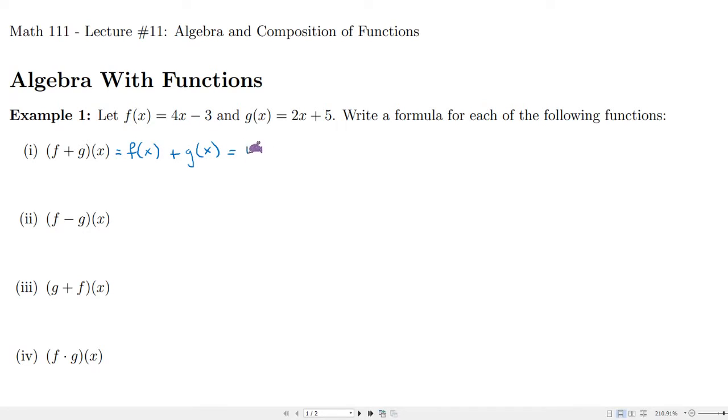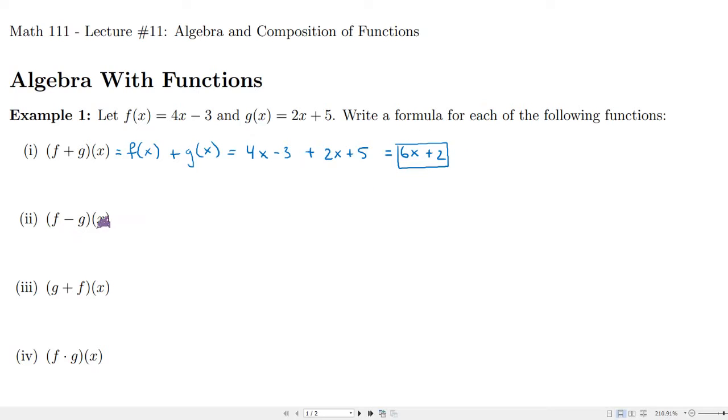So we will add f, 4x minus 3, and we'll add that to g here, 2x plus 5. Okay, so then we can simplify, combining like terms. So the 4x and the 2x combine to give us 6x, and then these two will combine to give us plus 2.